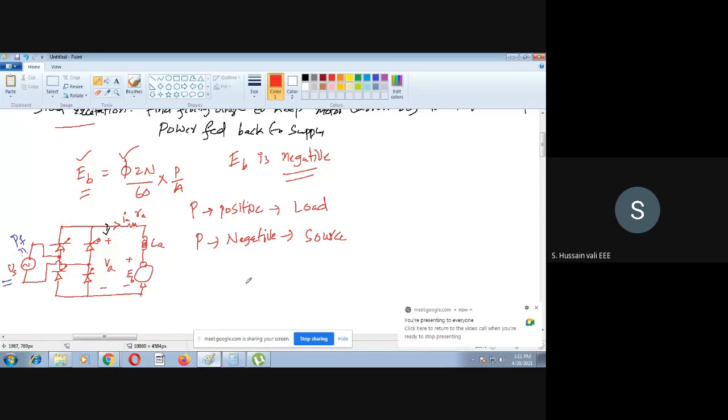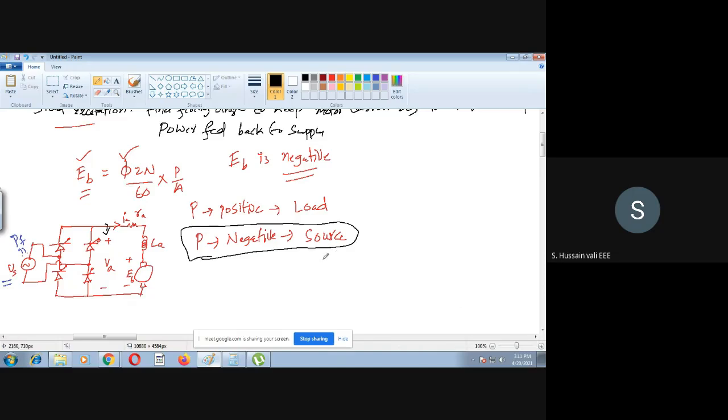So here, as it is a generating action, it is acting as a generator. A generator is nothing but the source of power, so its power should be negative. Power is P equal to voltage into current. For the power to be negative, either EB is negative or IA is negative, not both, because if both are negative, the power becomes positive. In the problem, EB is negative; he himself has given that.